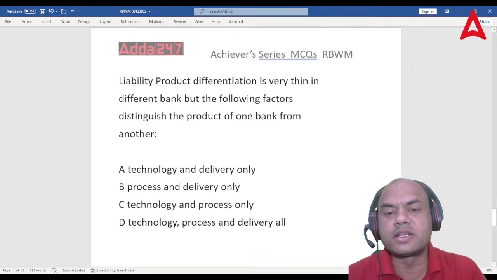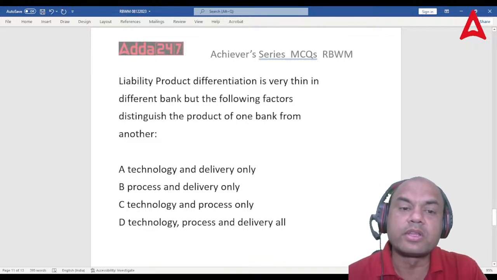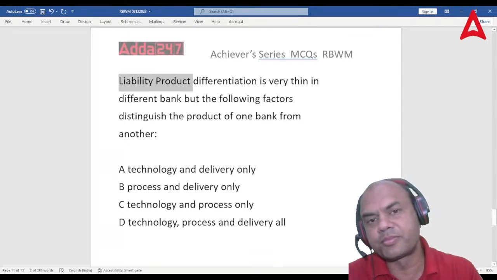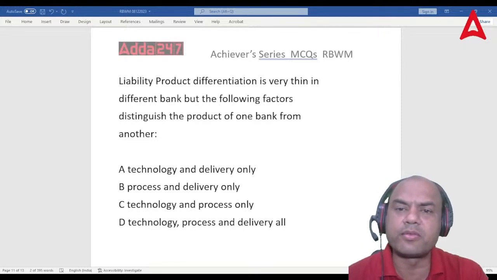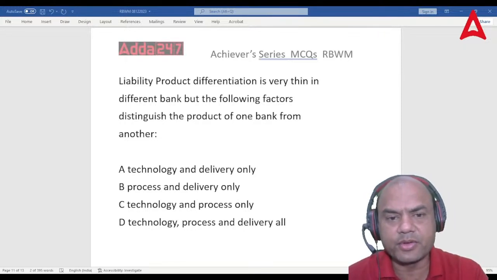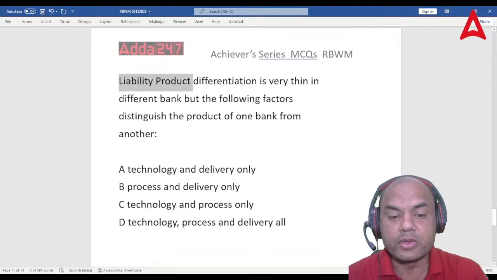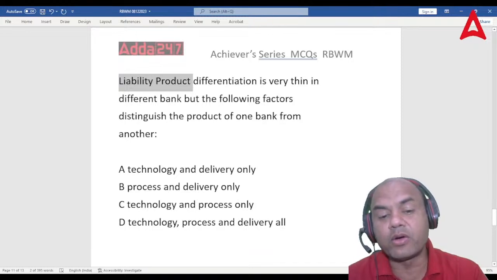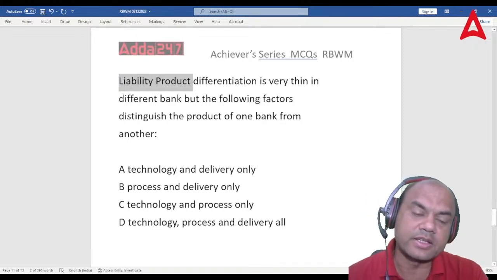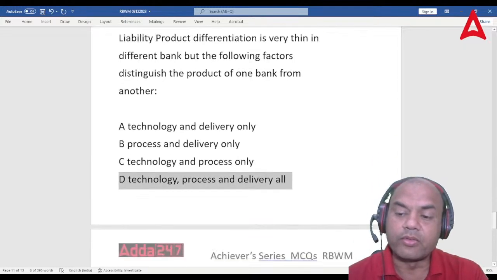Liability product differentiation is very thin in different banks, but the following factors distinguish the product from one bank to another. So liability product means what? Saving, current, FD. Now saving, current, FD is common. You go anywhere. Saving is saving, current is current, FD is FD. Let it be any bank. Okay. So what differentiates? Technology and delivery, process and delivery, technology and process only, technology, process and delivery, all. So the answer is simple, isn't it? All. Right?